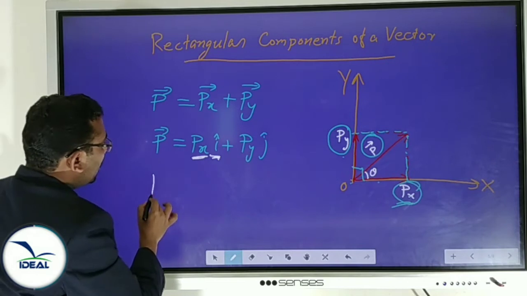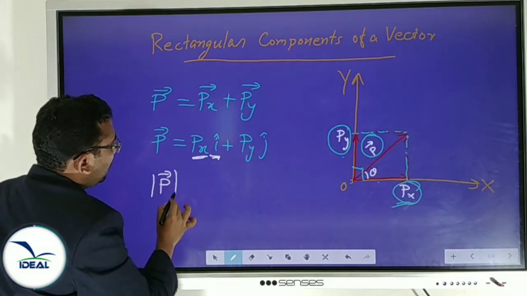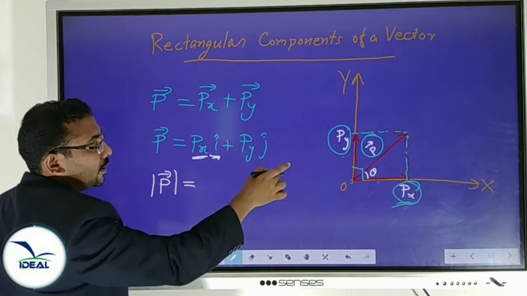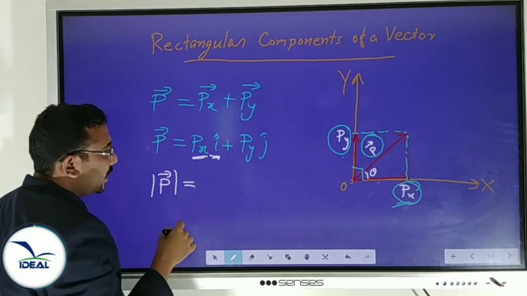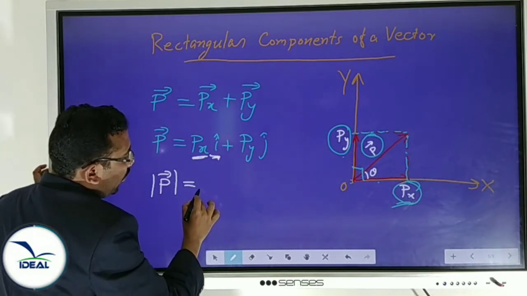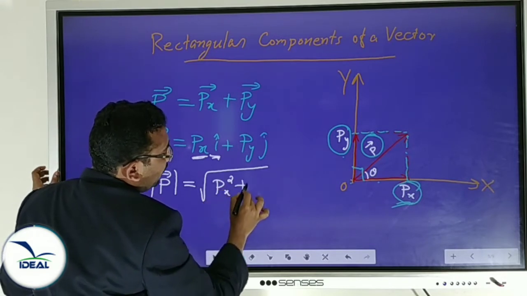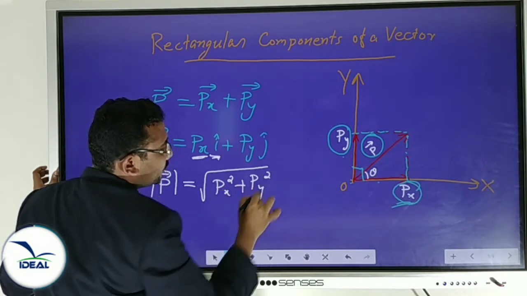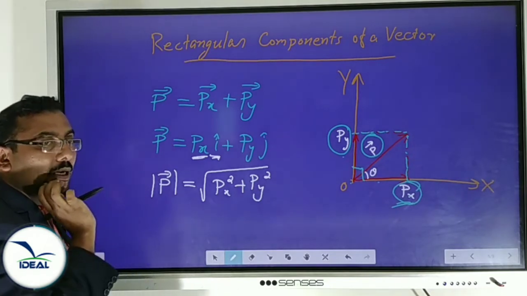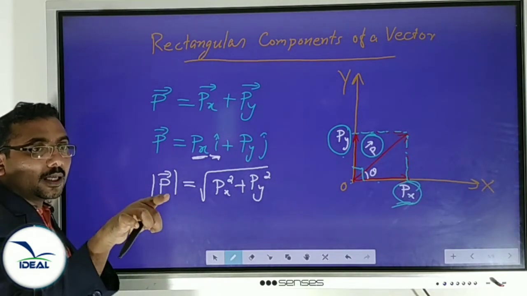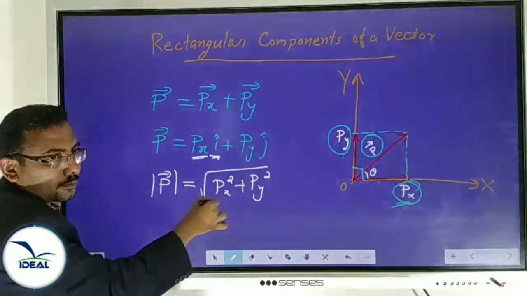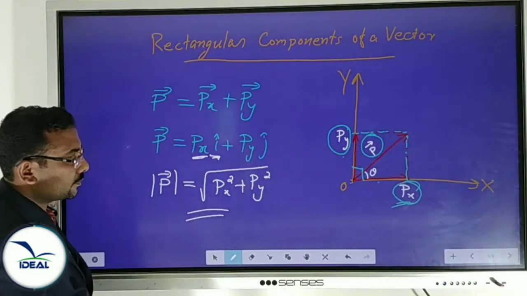What is the magnitude of vector P? The magnitude of vector P, we studied in case 3, that is the modulus of square root of Px square plus Py square. Check the analytical method, third case. This is the modulus. Okay.